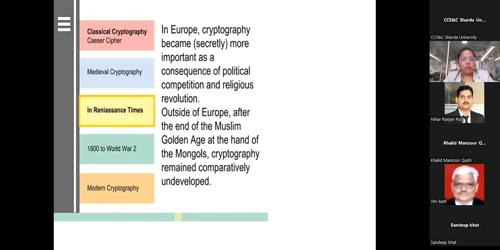Cryptography became more important as a consequence of political competition and religious revolution. Because of this only, cryptography started developing. Outside of Europe, after the end of the Muslim Golden Age at the hands of the Mongols, cryptography remained comparatively undeveloped.